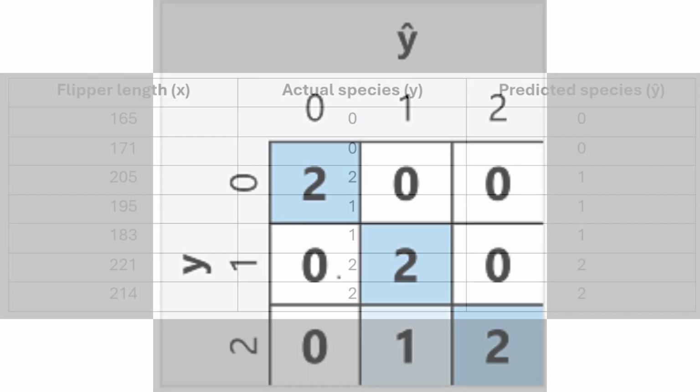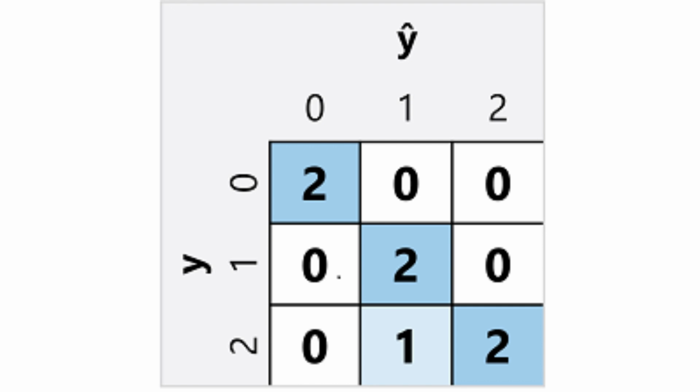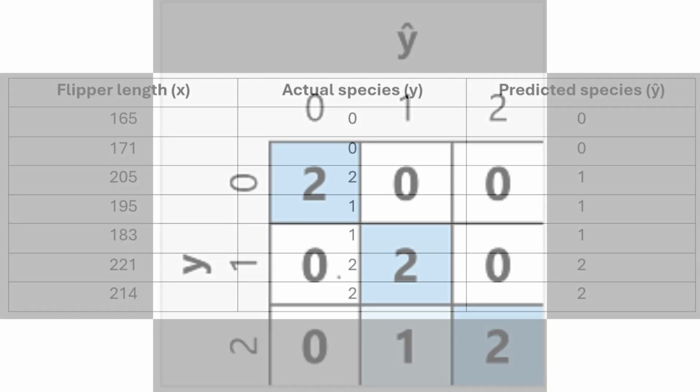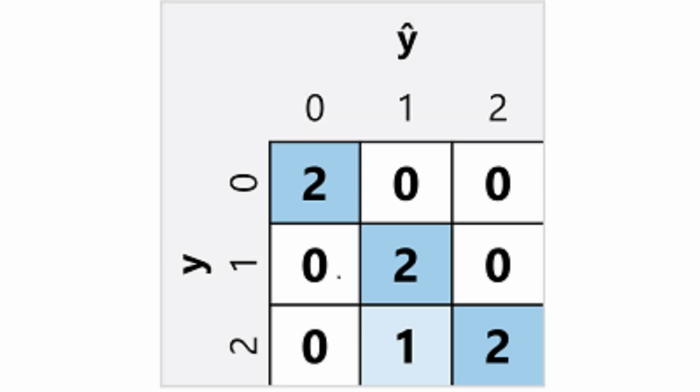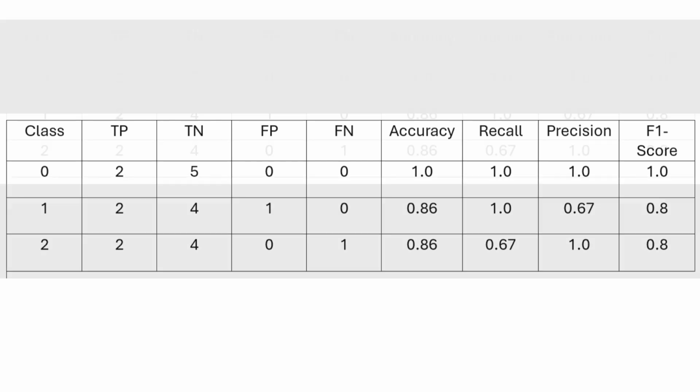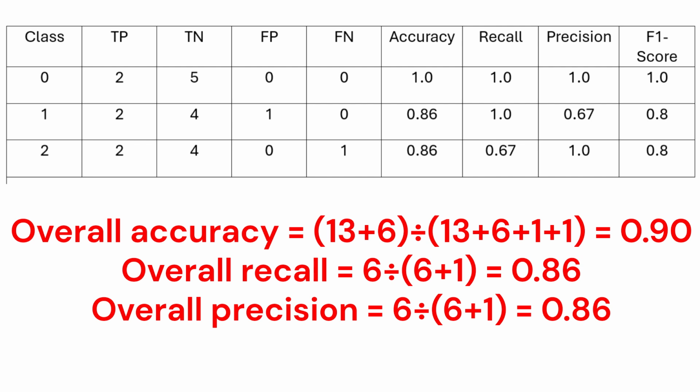The confusion matrix for a multiclass classifier is similar to that of a binary classifier, except that it shows the number of predictions for each combination of predicted y and actual class labels y. From this confusion matrix, we can determine the metrics for each individual class as follows. To calculate the overall accuracy, recall, and precision metrics, you use the total of the TP, TN, FP, and FN metrics. The overall F1 score is calculated using the overall recall and precision metrics.